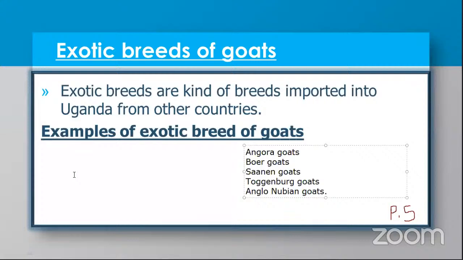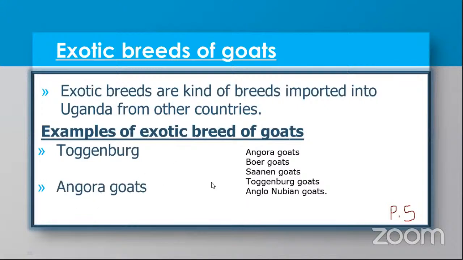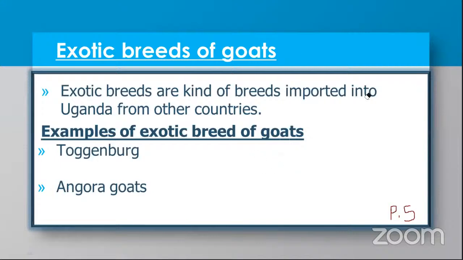So I have listed them also here. Number one, I started with the Tongen bug goats, and then I went to Angora goats. These are the two, and I wanted to show you their pictures. When you look at Tongen bug, we may not look at them in too much detail, but Tongen bug are grayish in color. Exotic breeds have the same color. If you have these exotic Tongen bug breeds, all of them will look the same, with that grayish brown color.